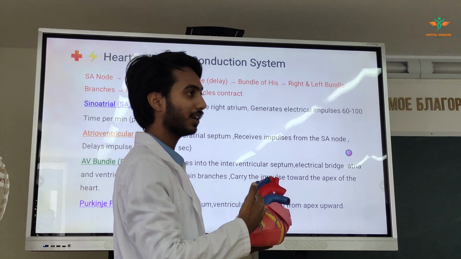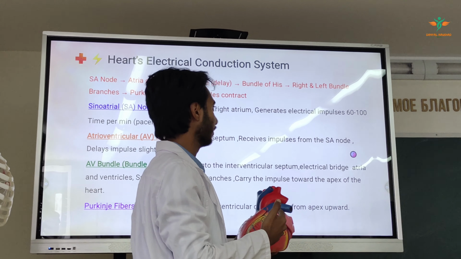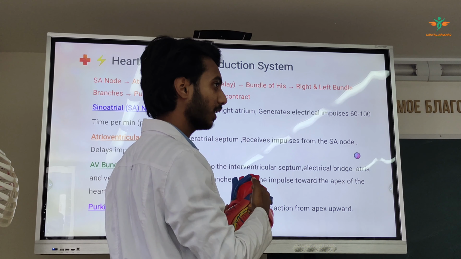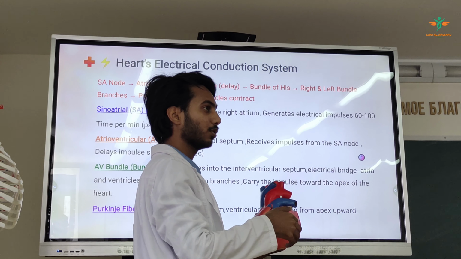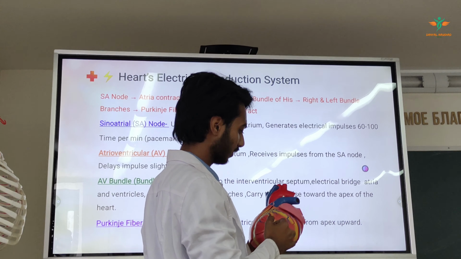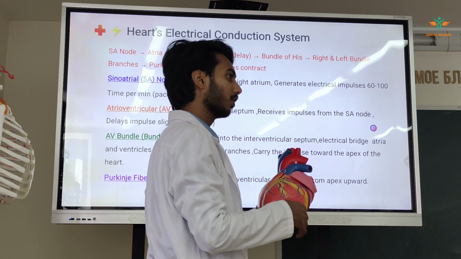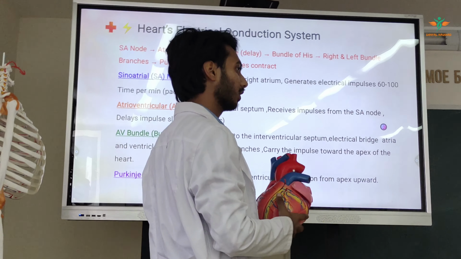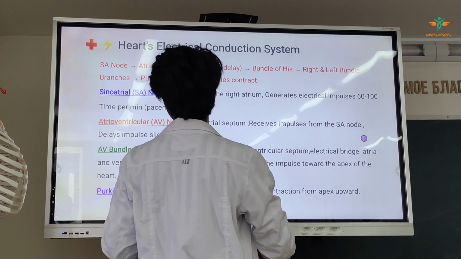Then it is divided into two, the right and left bundle of His, and then it is divided into Purkinje fibers, which run all over the ventricles, causing the contraction and the relaxation.